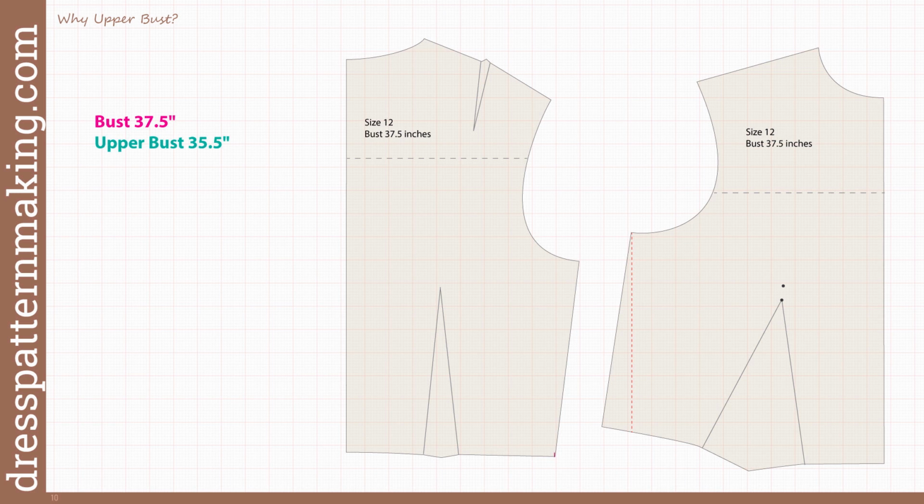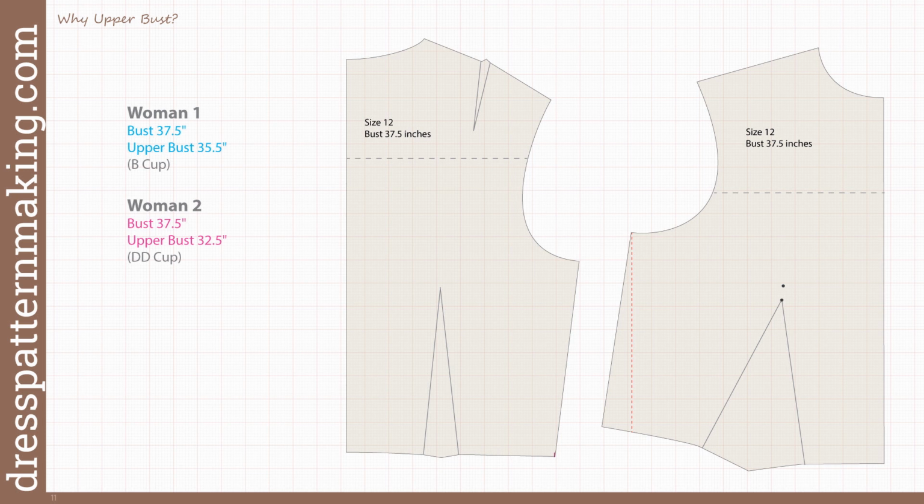As far as that goes, most block making instruction drafts the block based on the bust measurement. The upper bust measurement isn't one of the measurements that's required or used to draft the block, and the upper bust ends up being 2 inches less than the bust, because that's a B cup. So that means these two women, who both have a bust of 37.5 inches, will end up with the same block, regardless of the fact that the one with the double D cup is 3 inches smaller in the upper bust than the first woman.